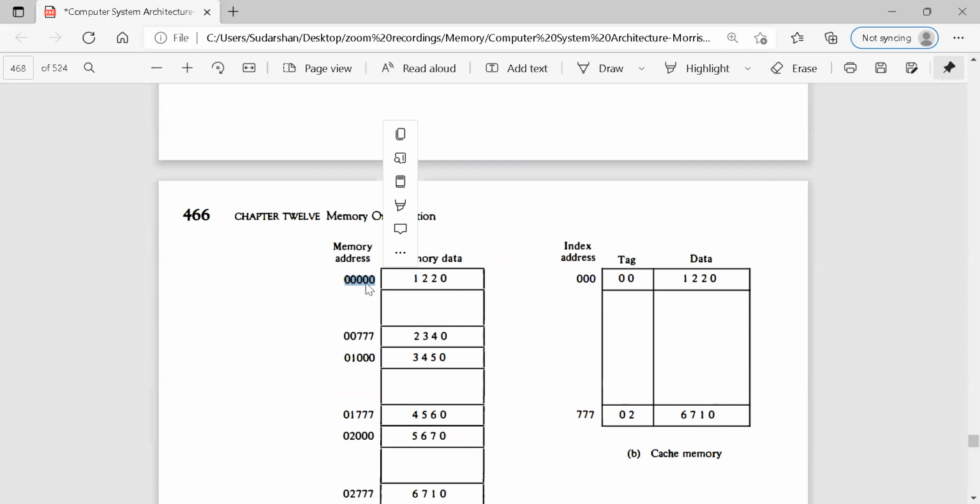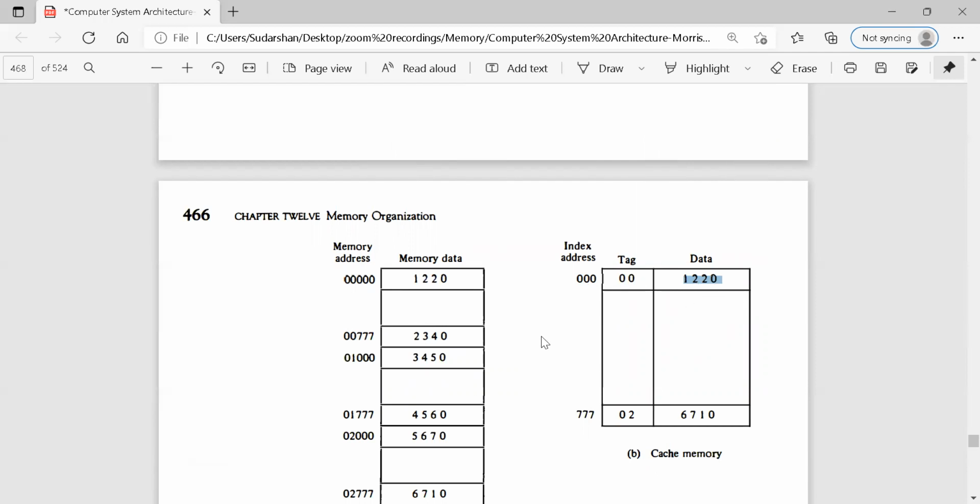What are we going to do? We are going to divide this into two parts. The most significant 2 digits, 00, is your tag, and the least significant 3 digits, 000, is your index. So this index represents your cache memory address 000. What is the tag value? 00. Therefore, we are going to store the tag and the corresponding data value. What is the data value? 1220 in octal, which is equivalent to 12 bits in binary. How do you represent 1220 in binary? 001, 010, 010, 000. This is the binary equivalent consisting of 12 bits.